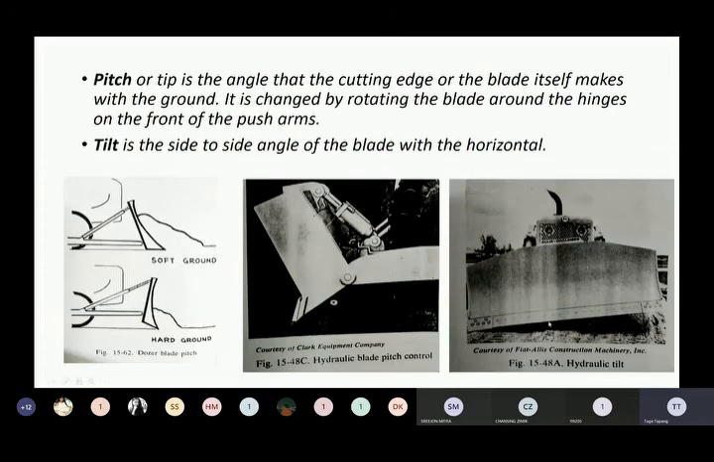You see in this picture, the third picture. By engaging in such a way, by providing such tilt, or maybe you can increase the tilt. By increasing the tilt and pushing the soil, a gentle slope we can achieve, is it not? So this slope drain also can be prepared with the help of such dozers. So in this way, according to the situation, we have to set the angle. In this case, we are changing the pitch angle. In this case, we are changing the tilt angle.